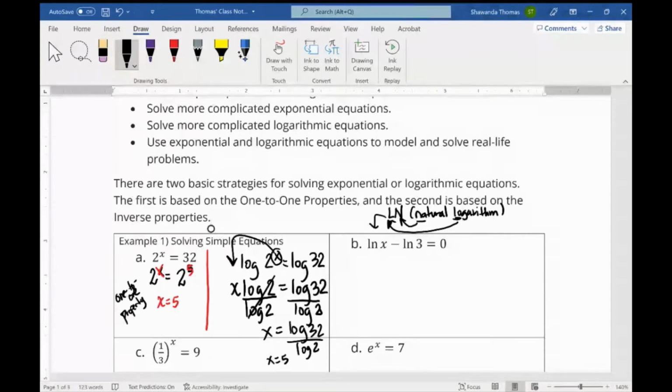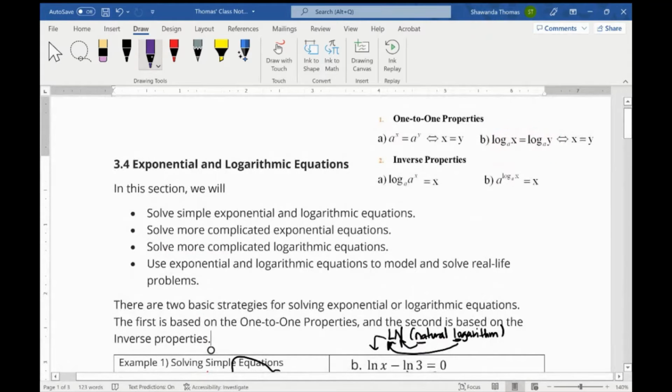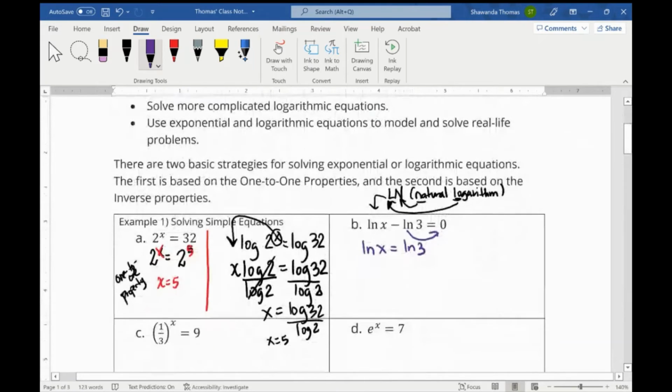Now, the simplest thing we could do for B would be to just move this ln 3 to the other side. That way it will be ln x equals, and guess what we can use? We love the one-to-one property. If we have the same log on both sides, the same base, basically we can get rid of everything else.